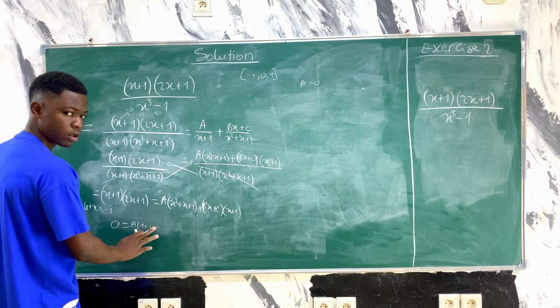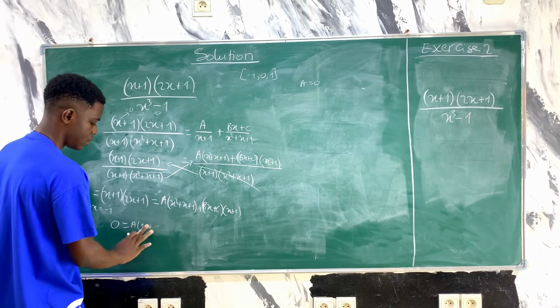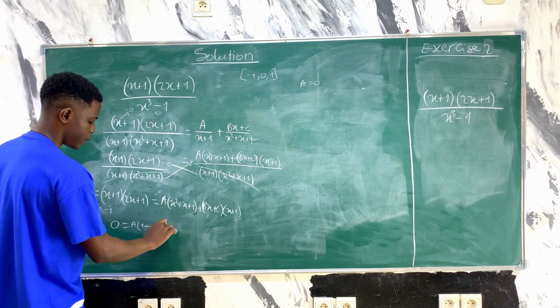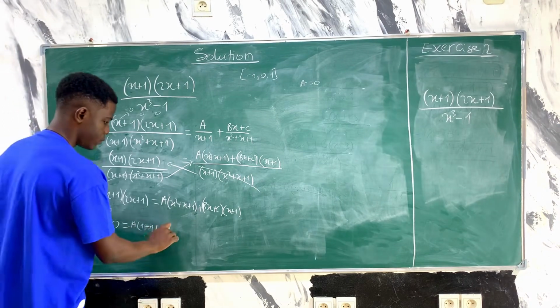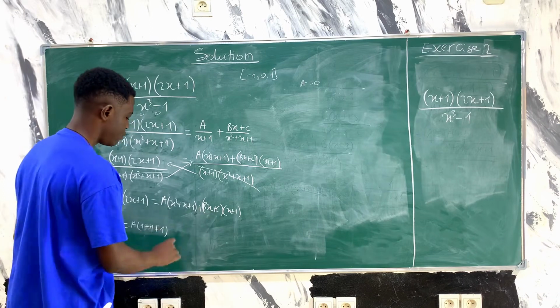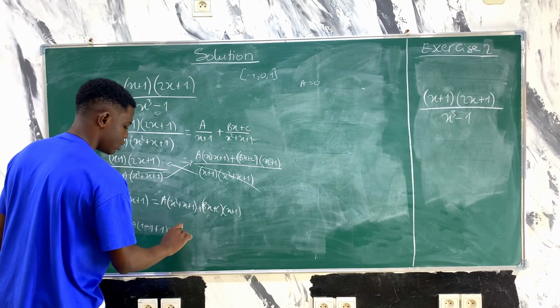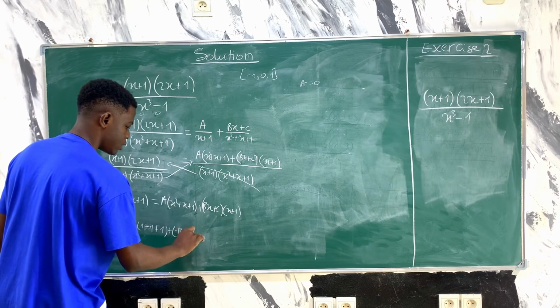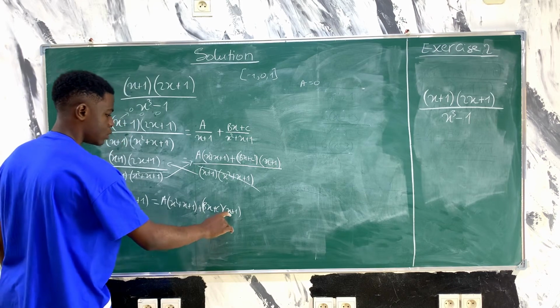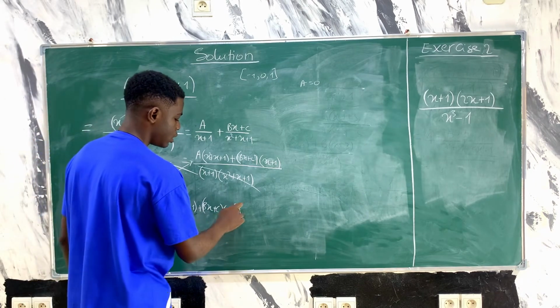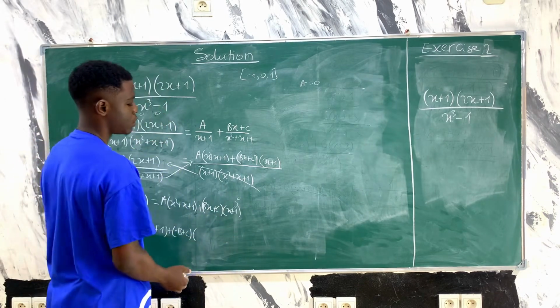So letting x be -1 here, we have minus b plus c into minus b plus c into -1 plus 1. I even forgot this: -1 plus 1 returns all of this to 0.